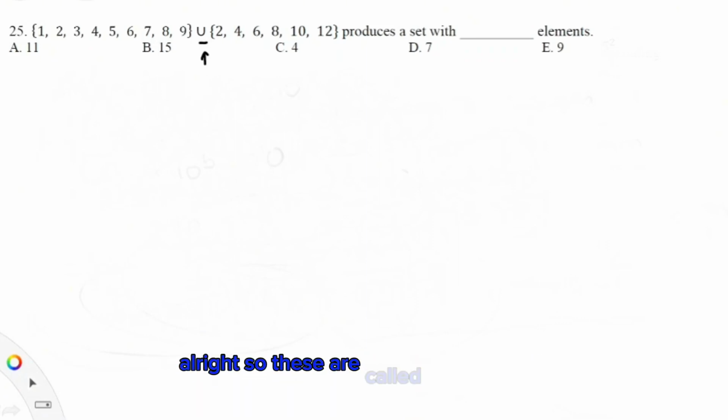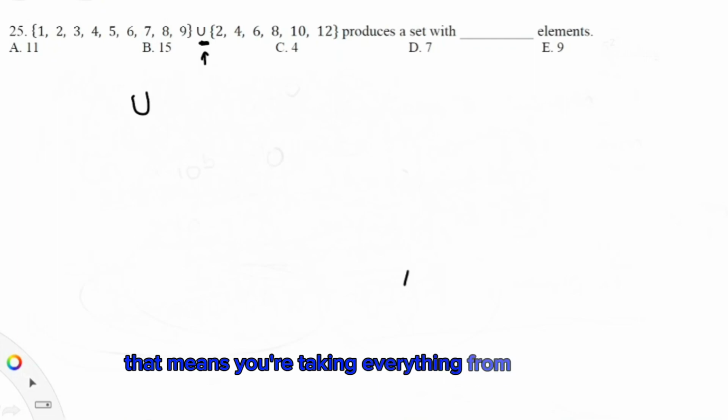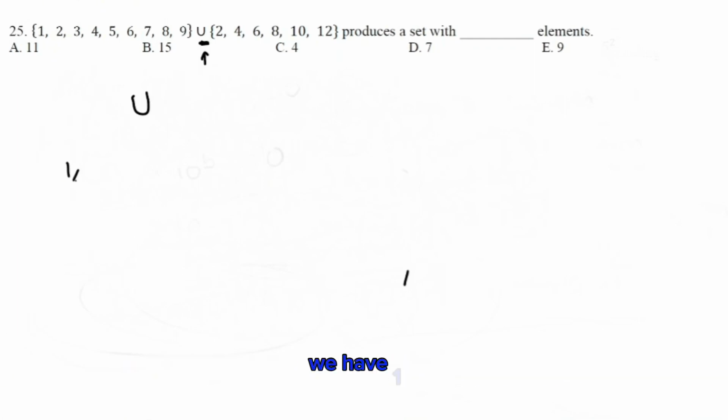Alright, so these are called set problems. So when you have this symbol, which is right here, that means you're taking everything from both sets. So in this case, we have 1, 2, 3, 4, 5, 6, 7, 8, 9, 10, and 12.